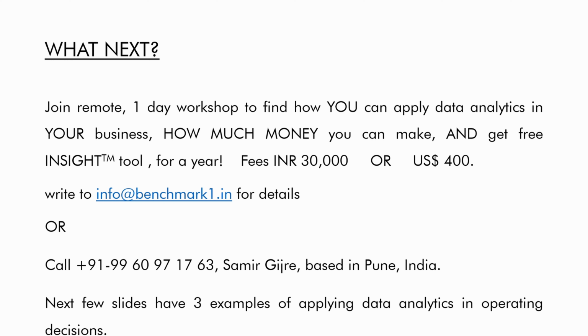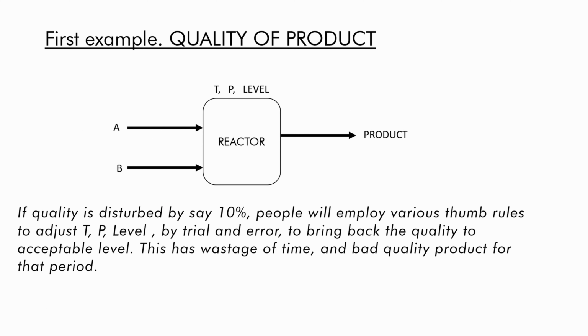Now, there are three examples which explain how to apply data analytics in operating decisions. So, first example is there is a reactor. Basically A and B are reacting in this reactor, and there are various parameters like temperature, pressure, level, which are manipulated to get the right quality of the product.